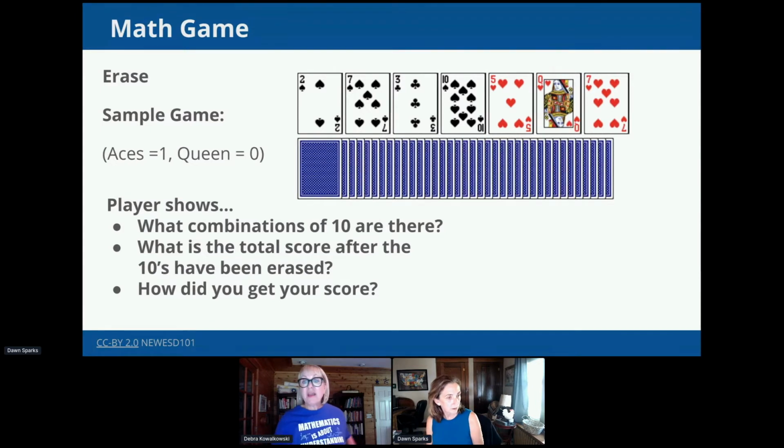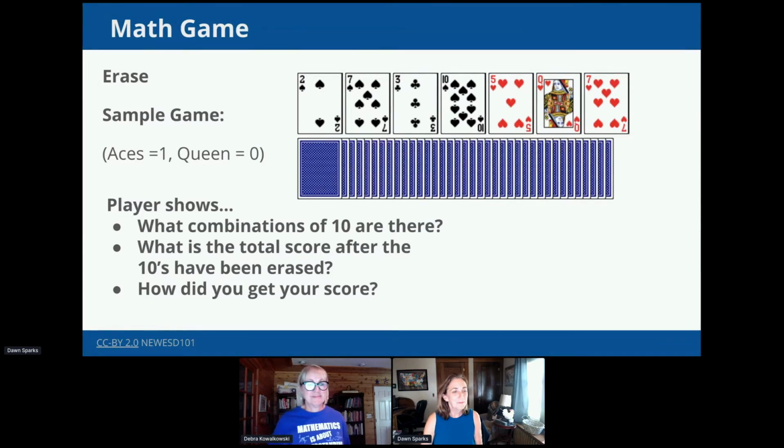Oh. And we've just modeled, I see those bullets right there. We identified the combinations of 10. And we calculated the total score after the 10s were erased. And we talked out, because we're not going to unmute people and have them share their thinking today. Typing that much out is kind of arduous, and we don't get to play the games. So, Dawn. Right. Are we ready? I think so. So that was our practice round.